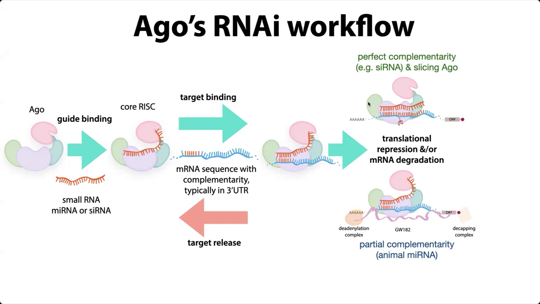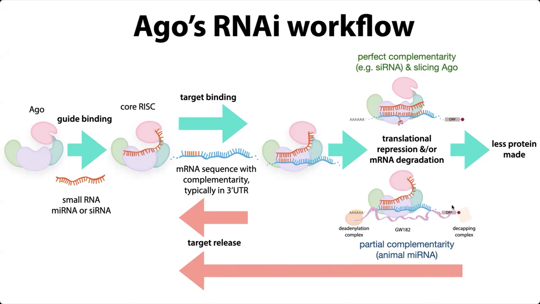What kind of effects? Well, when argonaute binds, if it has more complementarity than just the seed, if it has full complementarity, this is often the case with siRNAs, then argonaute can actually cut that messenger RNA and lead to its degradation. Or argonaute, in the case of partial complementarity, which is more common in us, can bring in deadenylation complexes, to remove the poly A tail, and decapping complexes to remove the cap. All these can lead to translational repression or mRNA degradation that can decrease the amount of protein that gets made.